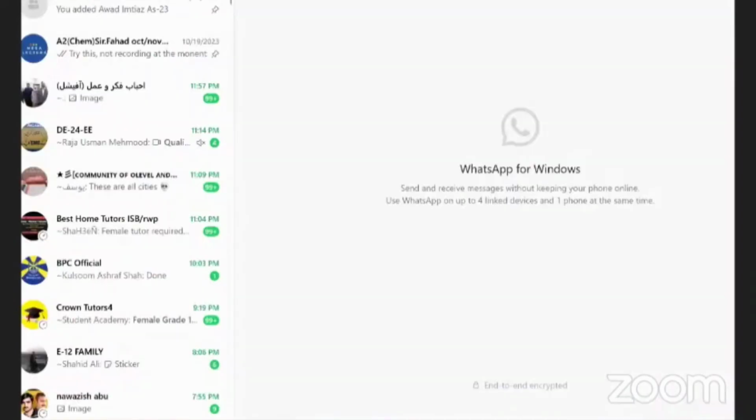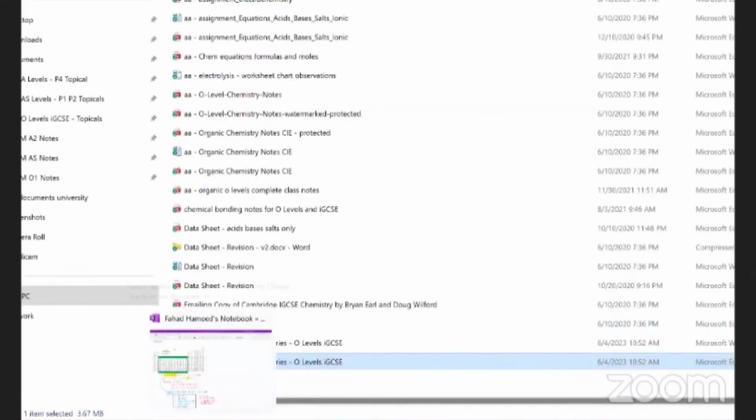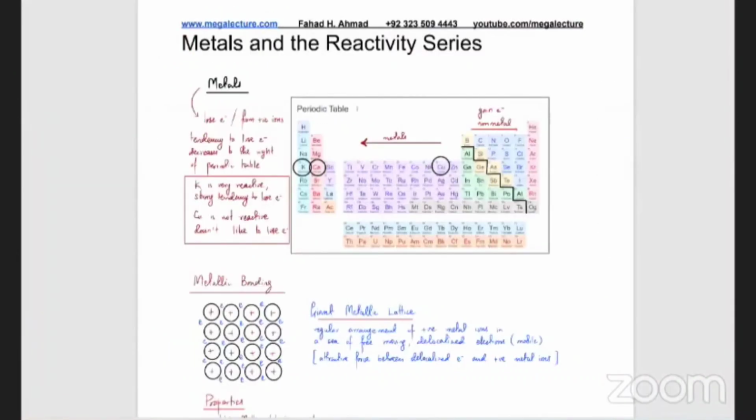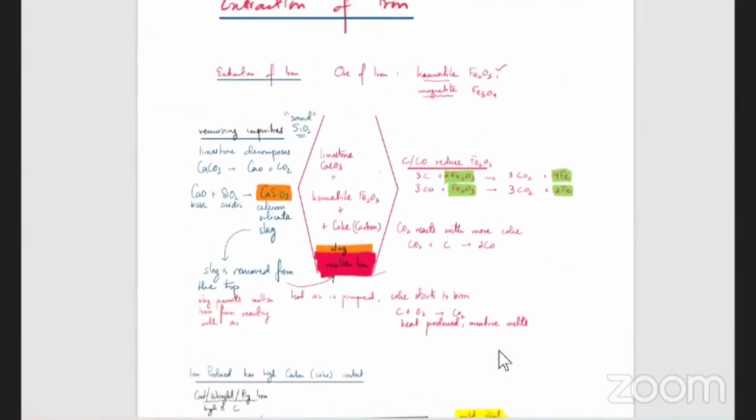1 second, मेरे पास इसका... हाँ चलो, किधर चला गया? अच्छा, blast furnace. Let's just show you. ये blast furnace है, ठीक है.